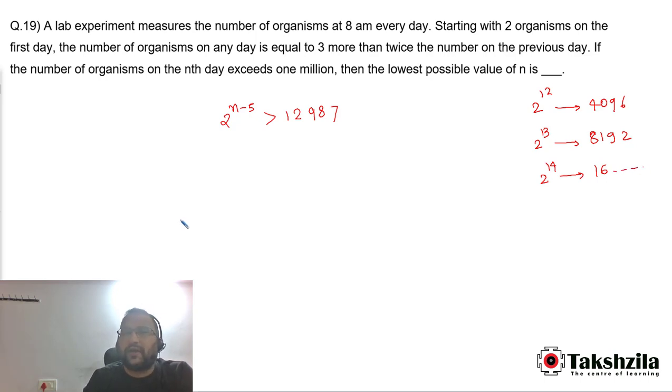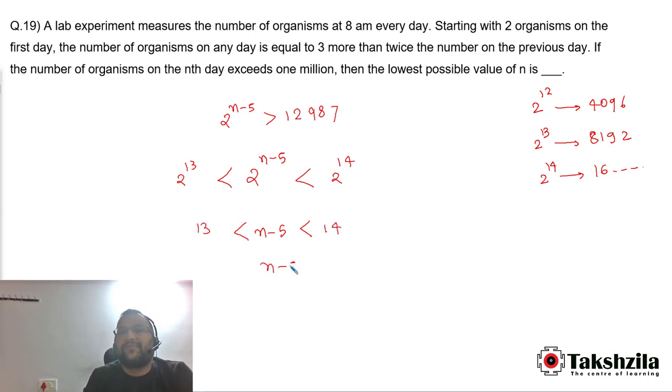So from this what we can conclude is 2 to the power n minus 5 का जो वैल्यू है वो 2 to the power 13 and 2 to the power 14 के बीच में होना चाहिए. तो from this we can conclude कि n minus 5 का जो वैल्यू है वो 13 और 14 के बीच में होना चाहिए. It means n minus 5 is 13 point something. मीन्स value of n should be 18 point something. So the minimum integral value that n can take is 19. So in this question, the answer is 19.